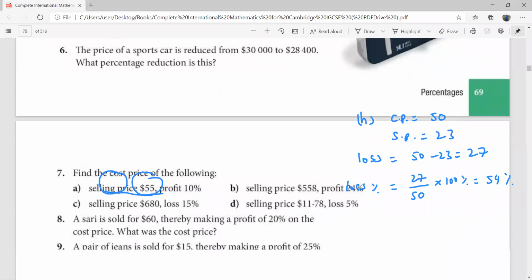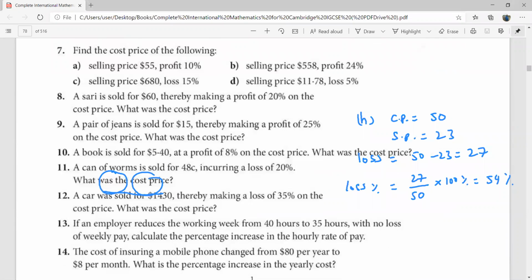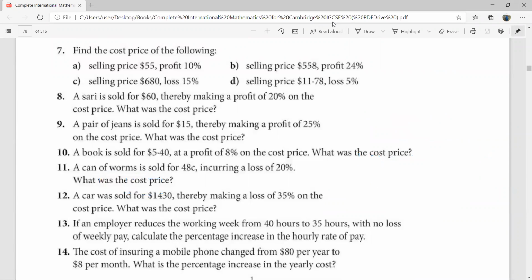Now my interest for this segment is the seventh question and onwards. This is something that even the teachers are confused about in finding the answers. I'll be asking you guys. It says find the cost price for the following. The selling price is $55 and the profit is 10%. So guys, please tell me, how would you find the cost price here? Yes, you have to be quick. Anyone?